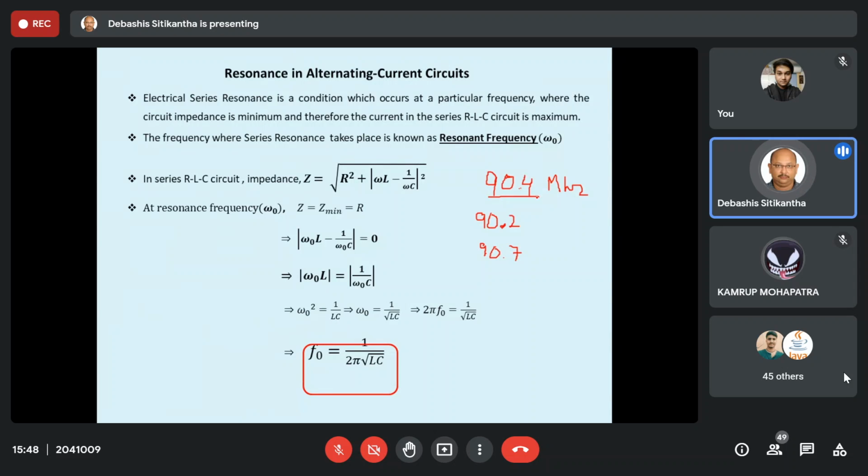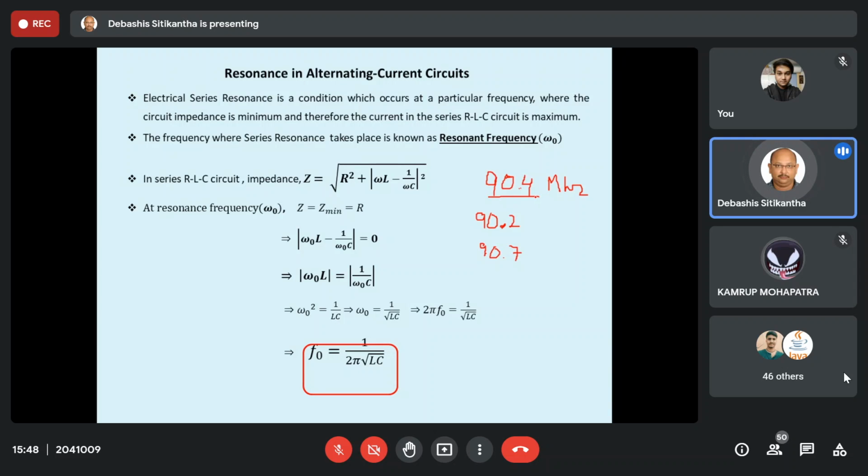Okay. So as you can see, the definition of resonance is already given. Electrical series resonance is a condition which occurs at a particular frequency where the circuit impedance is minimum, and therefore the current in the series RLC circuit is maximum. That means when the current is maximum, the series RLC circuit is going to absorb the maximum amount of energy. Got it? Now that particular frequency where the series resonance takes place is known as the resonant frequency.